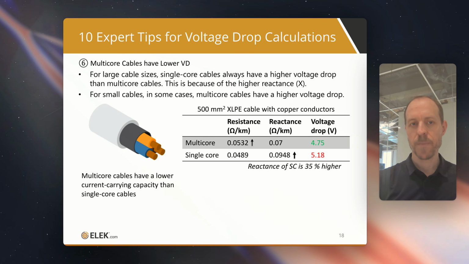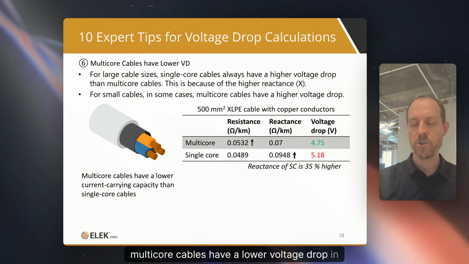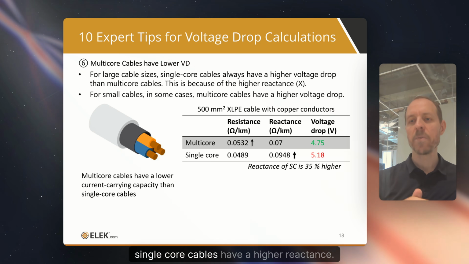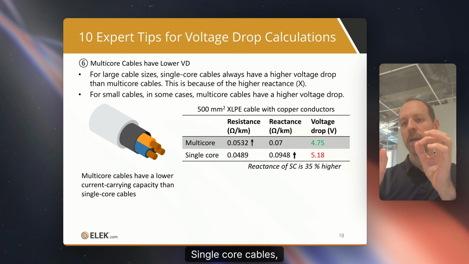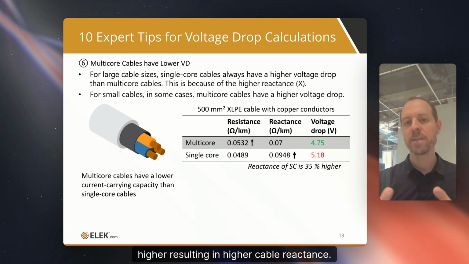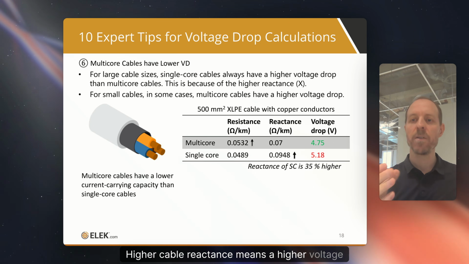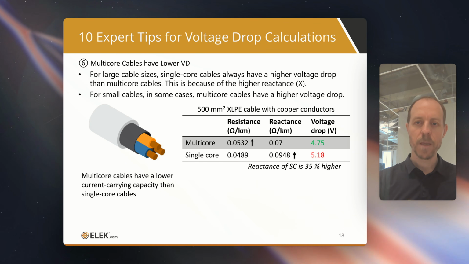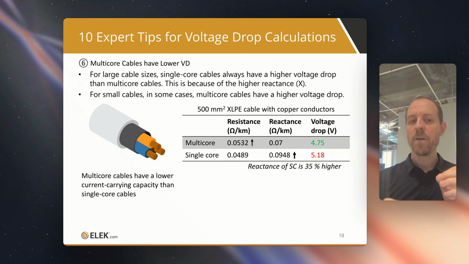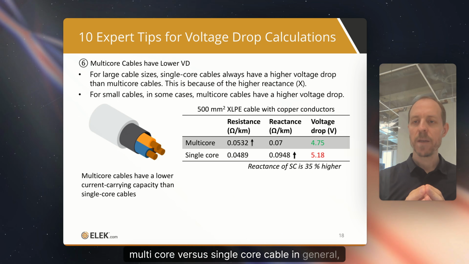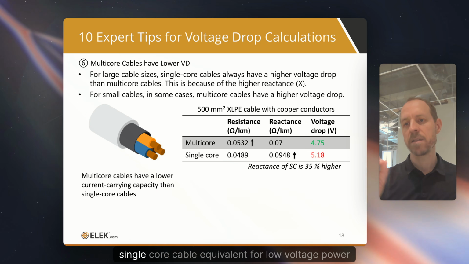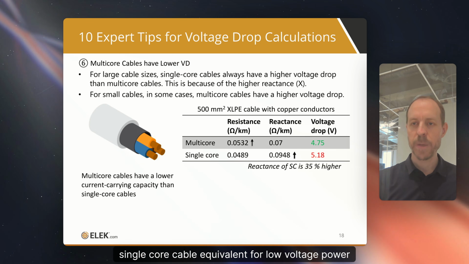Tip number 6. Multi-core cables have a lower voltage drop in general than single-core cables. This is because single-core cables have a higher reactance. With single-core cables, the separation between the cables is generally higher, resulting in higher cable reactance. Higher cable reactance means a higher voltage drop. But remember that for the same conductor size, multi-core cables will in general have a lower current capacity than their single-core cable equivalent for low voltage power cables.